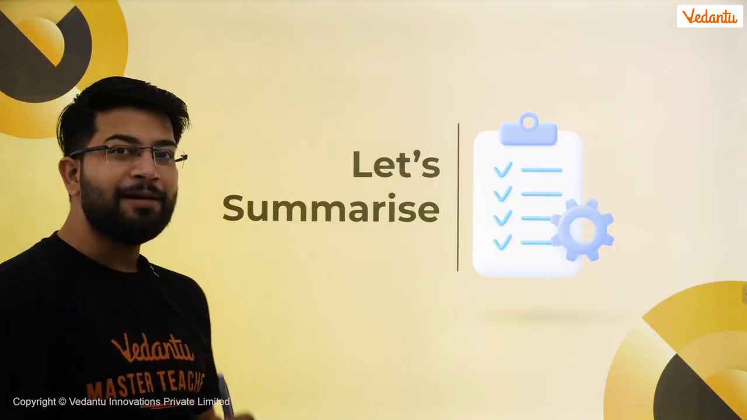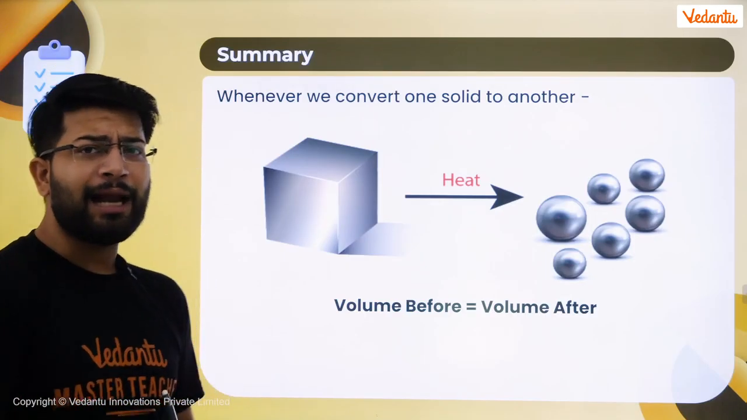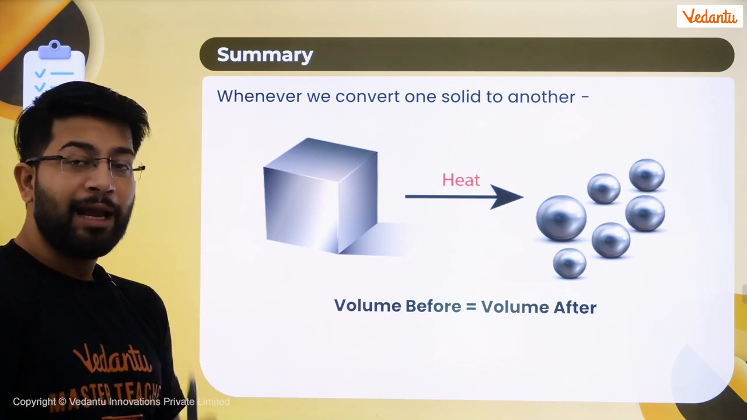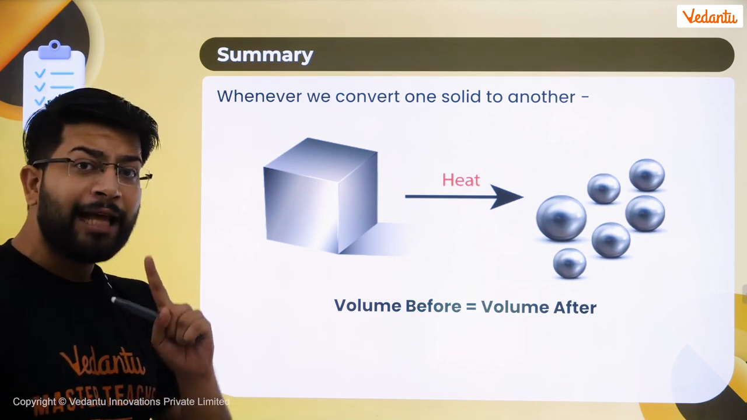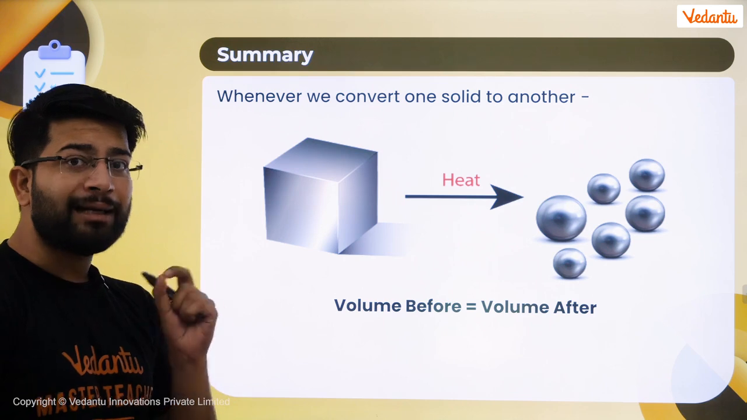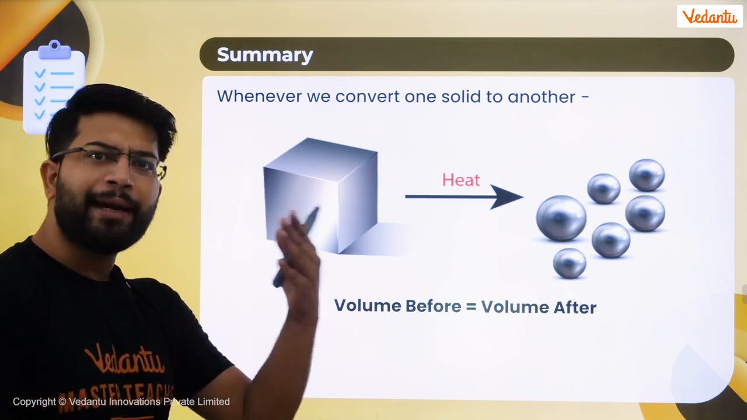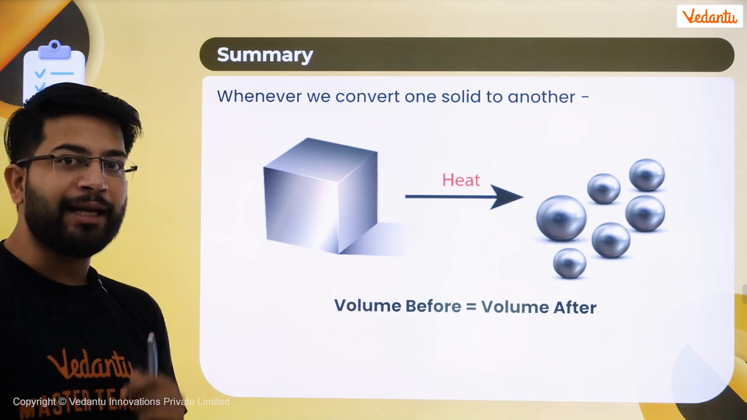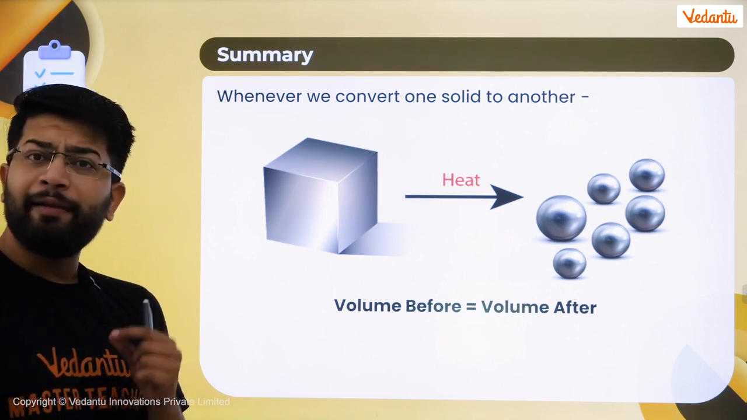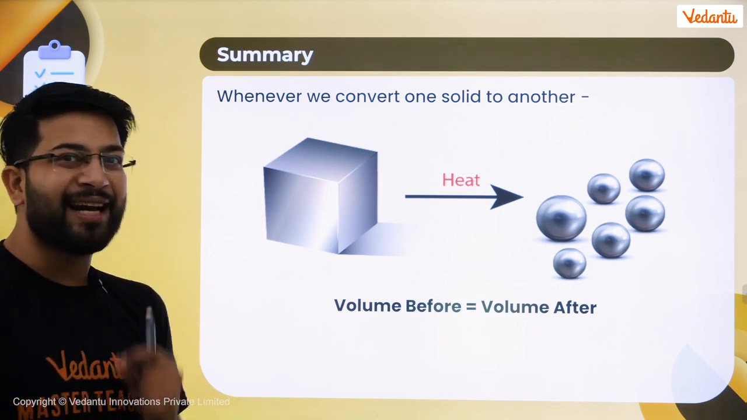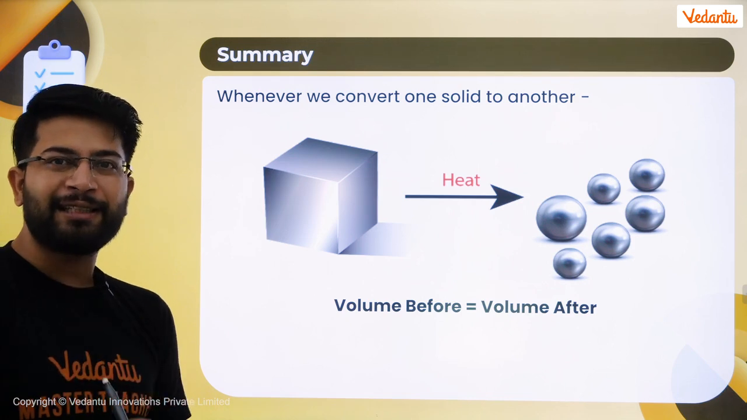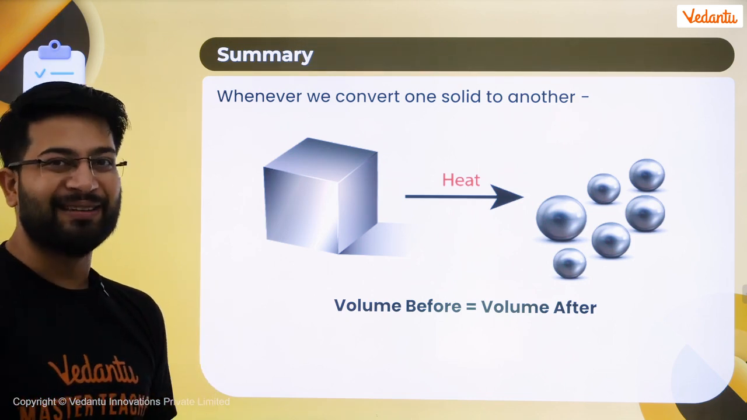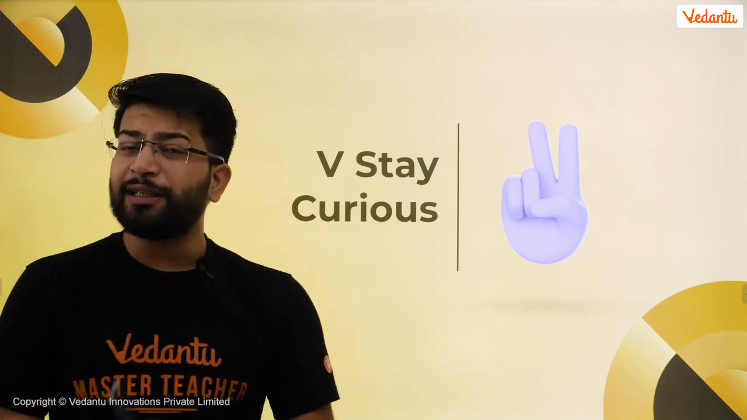Very good. So now champ, let's summarize our class. In this class we have seen that whenever we are melting any solid, and then from that melted material we are making any shapes, the same amount of material is being used again. If the same amount of material is being used again, the volume of the initial shape and the volume of the final solids will be the same. That's the only concept.